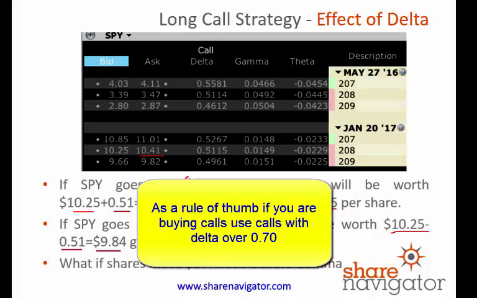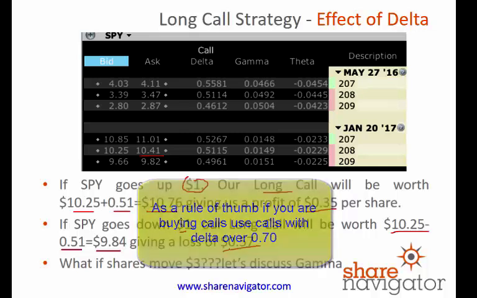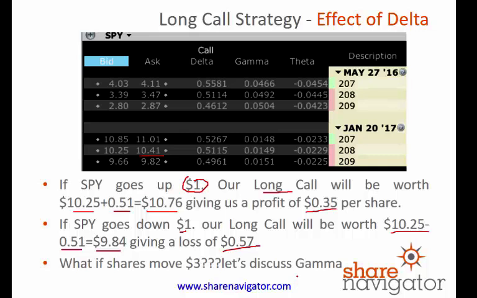But what if the shares moved more than $3? What would that mean for us? This is where the next Greek comes into play, which is gamma. We're going to talk about gamma in the next video, and then we're going to bring all of this back together in one big presentation showing you how moves up or down in share prices will be affected by delta and gamma.